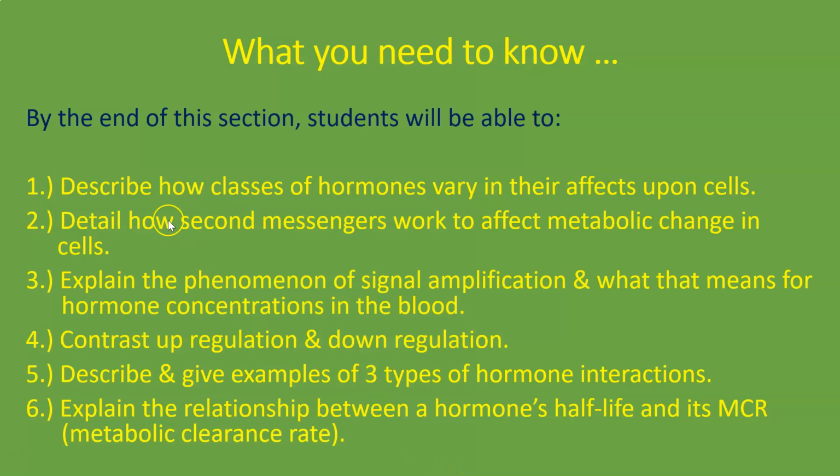What you need to know is how to describe classes of hormones and how they vary in their effects on cells. You should be able to detail how second messengers work to affect metabolic change in cells, explain the phenomenon of signal amplification and what that means for hormone concentrations in the blood, contrast upregulation and downregulation, describe and give examples of 3 types of hormone interactions, and explain the relationship between a hormone's half-life and its metabolic clearance rate. Okay, let's get started.